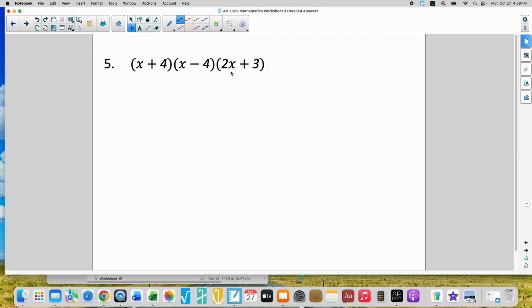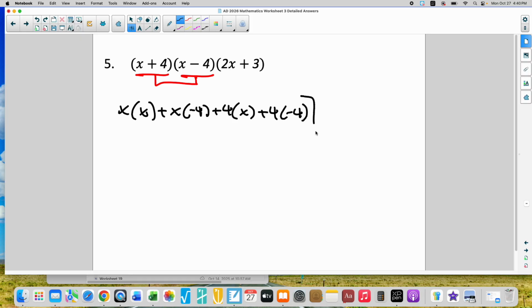So here we've got multiple ones. So order of operations tells me to multiply these two binomials first. So we get x times x plus x times negative 4 plus 4 times x plus 4 times negative 4. That's the first, outer, inner, last. And then that's going to multiply 2x plus 3.